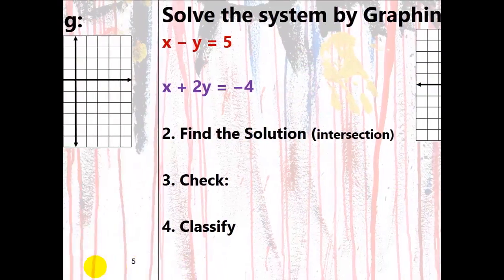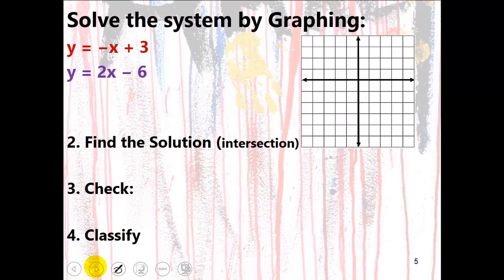All right, let's try this system. We're going to graph y equals negative x plus 3. So let's see. I think I'll use the slope and the y-intercept. My y-intercept is (0, 3). That's here. And my slope is negative 1. So that's going to go like this.